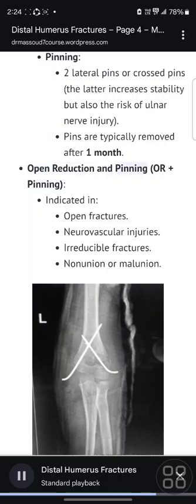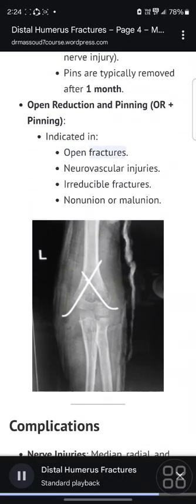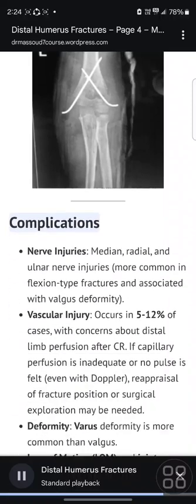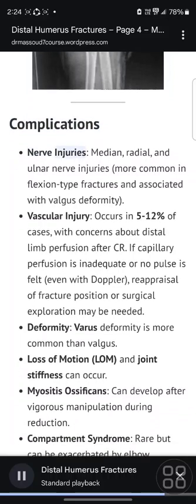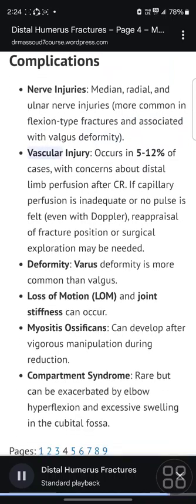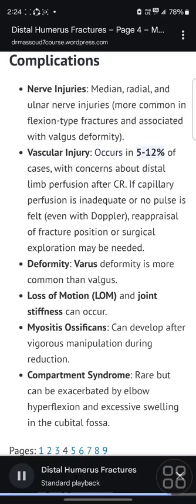Open reduction and pinning, OR plus pinning. Indicated in open fractures, neurovascular injuries, irreducible fractures, non-union or malunion. Complications. Nerve injuries. Median, radial, and ulnar nerve injuries, more common in flexion-type fractures and associated with valgus deformity. Vascular injury. Occurs in 5 to 12% of cases, with concerns about distal limb perfusion after crossing.